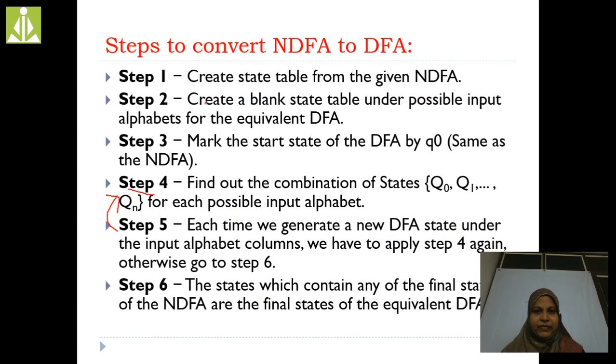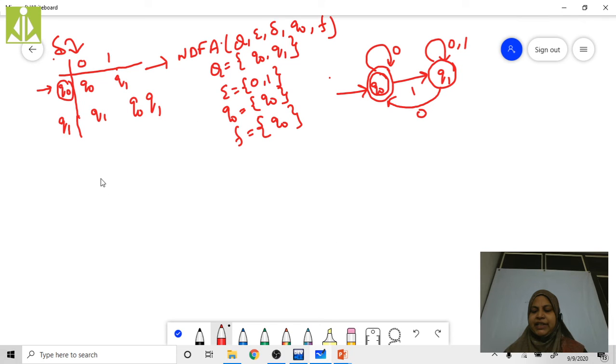Here first, what is my first step? Create the states table from the given NDFA. Already I created my state table from the given NDFA. What is step 2? Create a blank state table under the possible input state. Now I have to create the blank state table here.